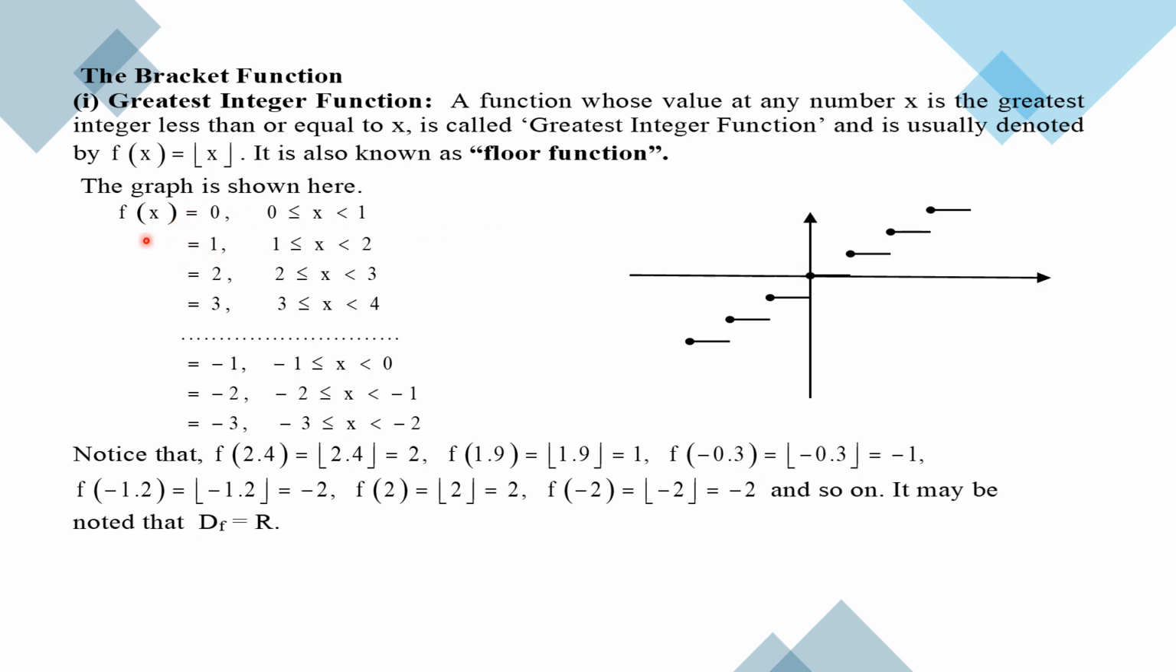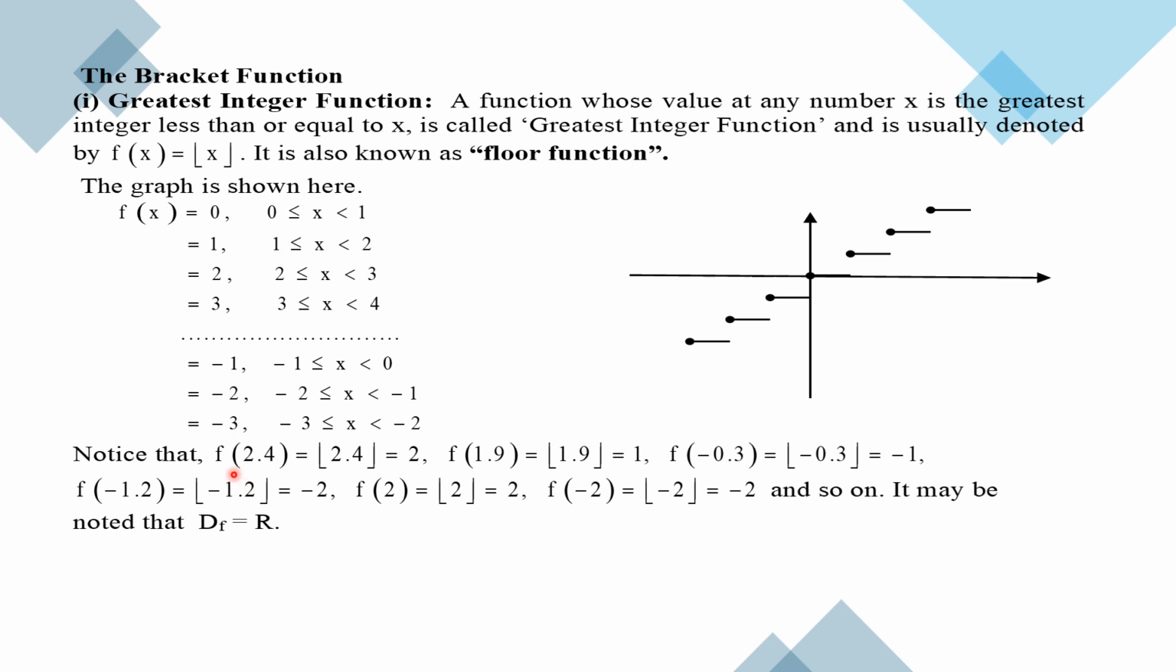So here f of x is equal to 0 whenever x is between 0 and 1, 0 less than or equal to x less than 1. So the minimum value of that interval is taken. For 1 less than or equal to x less than 2, f of x is 1, the minimum value. For 2 less than or equal to x less than 3, it is 2. For 3 less than or equal to x less than 4, it is 3. Similarly on the negative side, minus 1, minus 2, minus 3. If you write the graph here, this is 0, this is 1, here 2, 3. So if you locate all these points, you will have a graph just like a floor.